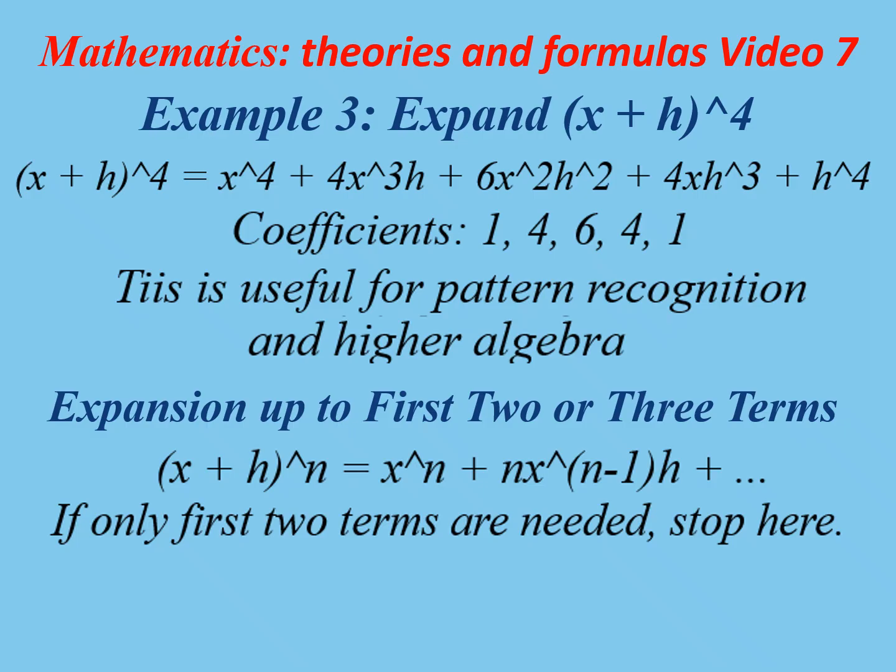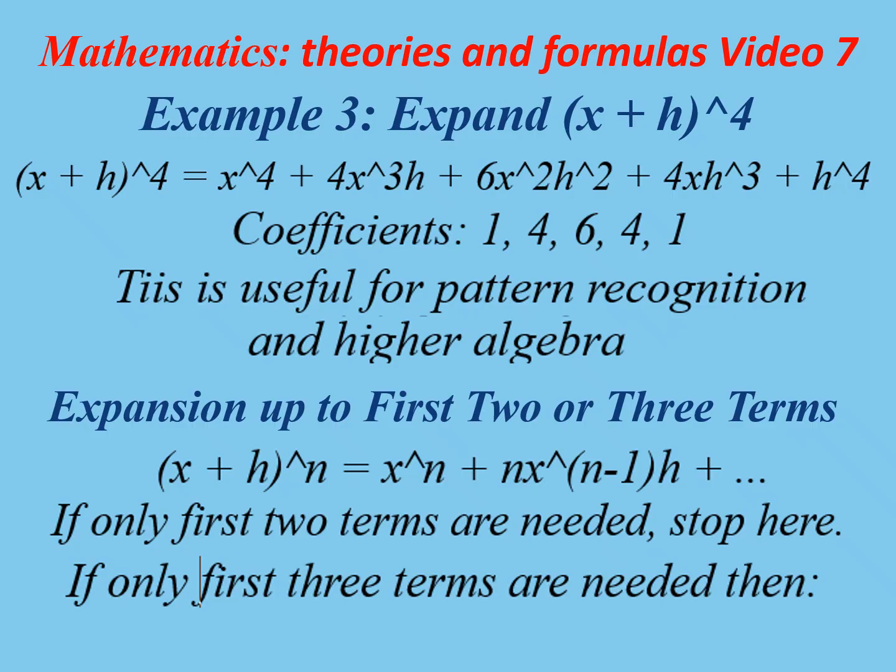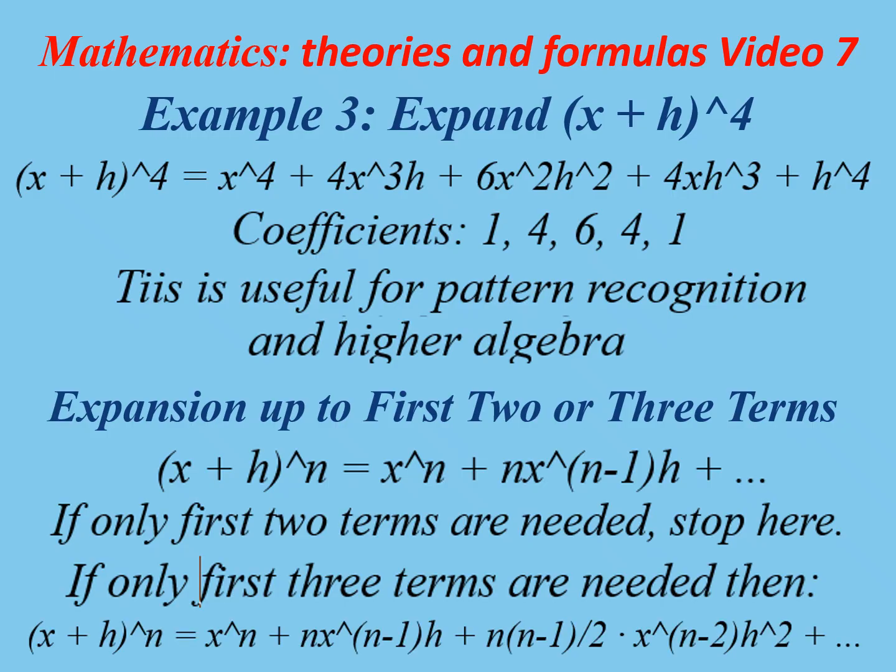If only the first 2 terms are needed, we can stop here. But if more than 2 terms are needed, then we go for 3 terms. That is x to the power n plus n x to the power n minus 1 h plus n into n minus 1 by factorial 2 x to the power n minus 2 and h square.